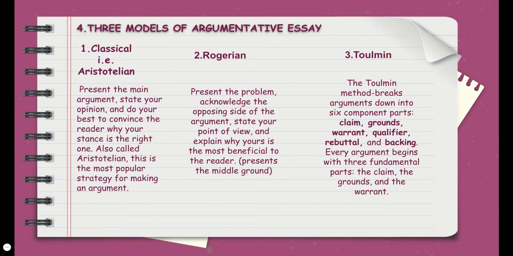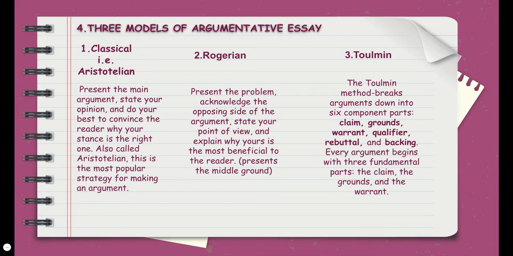2. Rogerian. Present the problem, acknowledge the opposing side of the argument, state your point of view, and explain why yours is the most beneficial to the reader. This type of argument is effective for polarizing topics, as it acknowledges both sides and presents the middle ground.